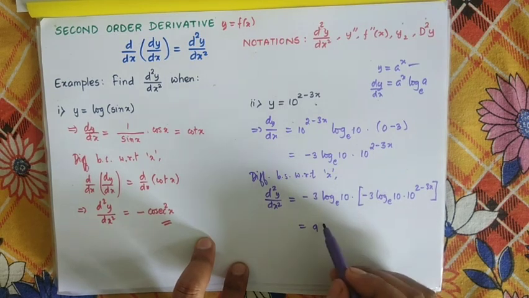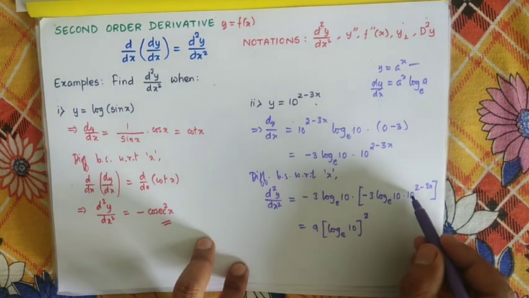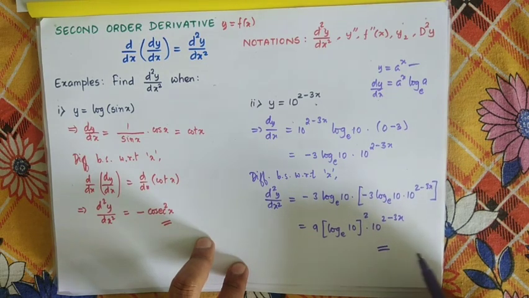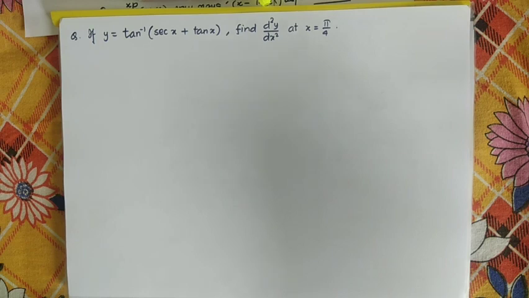So log 10 with base e, both together give me log 10 with base e whole square, and here we have 10 to the power 2 minus 3x. So this will be our answer. So pause the video to note down. Okay, let's see the next problem.